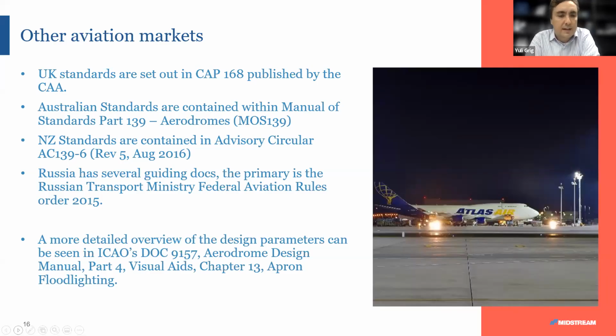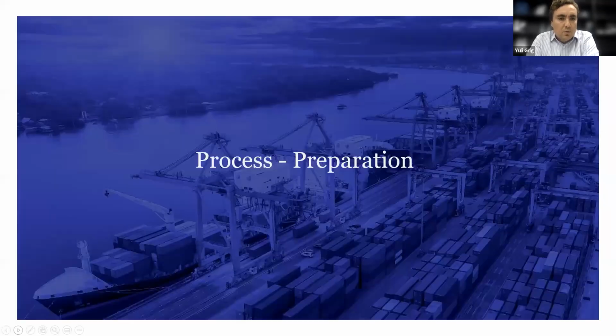So anyway, there is a more detailed overview of the design parameters that can be found in Doc 9157. In chapter 13, apron floodlighting, that talks a little bit more about designing and things like that. So if anybody's interested, they can look towards that document as well to get a little bit more information. So now we move quickly into the process, the preparation. Okay, so now this is where we are going to be talking about the practical elements.